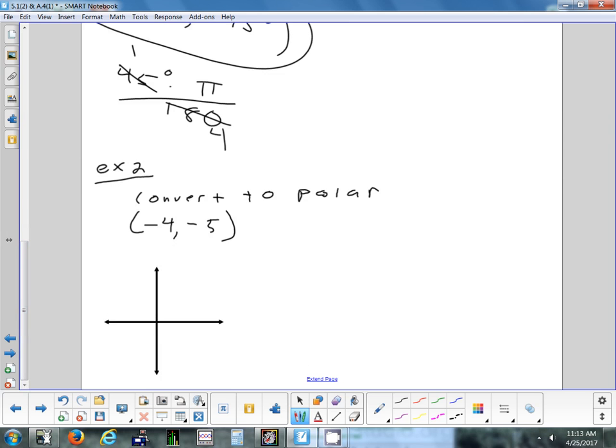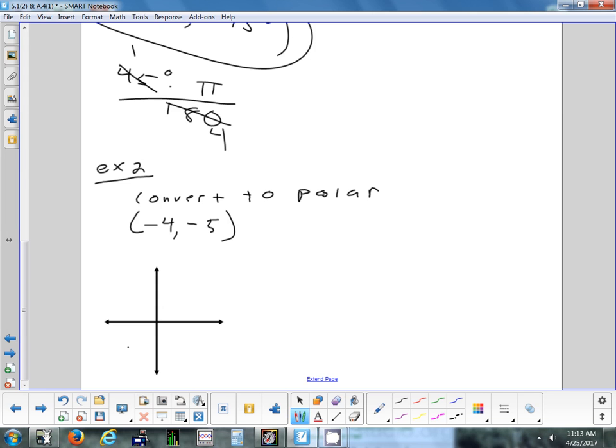Mercedes, what's the first thing you got to do? Find what quadrant it's in. Yeah, find the quadrant. What quadrant is this? 3. Yep. It's left 4, down 5. So somewhere in quadrant 3. Unless they're asking you to sketch it exact, you don't really need to. Just figure out the quadrant. Okay, so we're in quadrant 3.